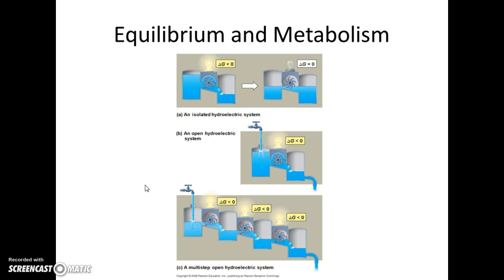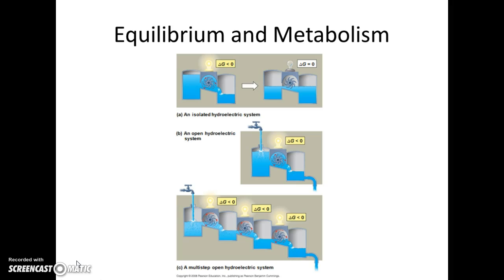Our textbook used a hydroelectric system, both a closed version and an open version, to explain equilibrium and metabolism. In our top one, this shows us a closed system in which delta G is negative, so we're going to have a spontaneous reaction occur, and water will move from one cylinder down to the next cylinder until we have a balance of the water on both sides.